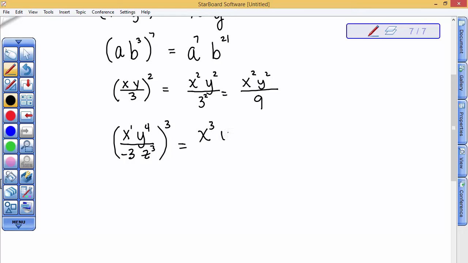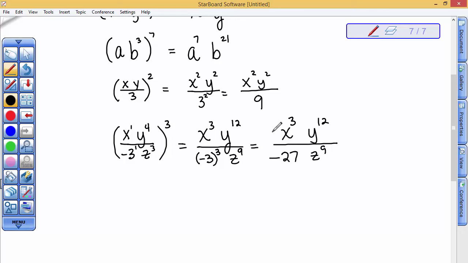4 times 3 is 12. See this negative 3? It's got an exponent of 1. So the negative 3 is going to have to be raised to the third power, because 1 times 3 is 3. And the z will be raised to the 9th power. And then finally, downstairs, a negative 3 times a negative 3 times a negative 3 is a negative 27. It does not matter where you put that sign. It can stay with the 27. It can go out in front of the fraction bar. It can even go up in the numerator. All right, so that was raising a power to a power.